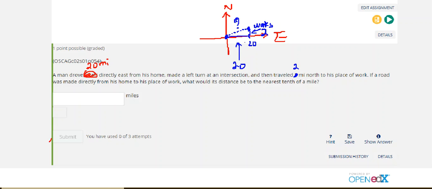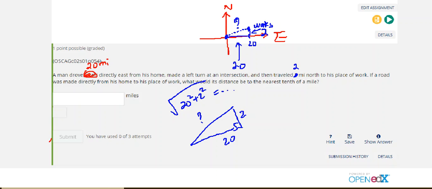One is some of you may have already thought about the Pythagorean theorem. So you know this triangle here, right triangle, this is 20, this is 2, and what is this? This is going to be the square root of 20 squared plus 2 squared. So this is one way to do that, and then you do your algebra.